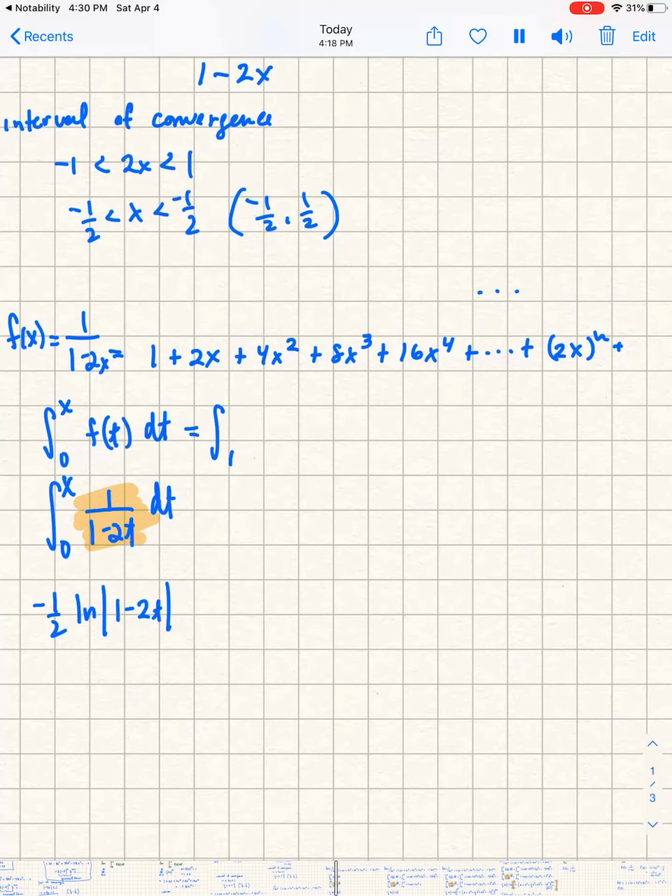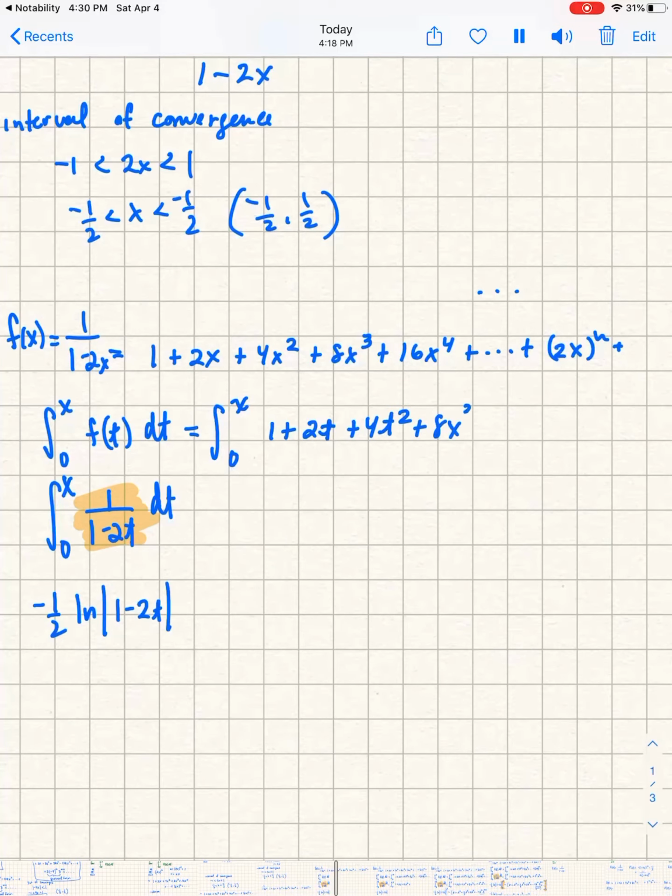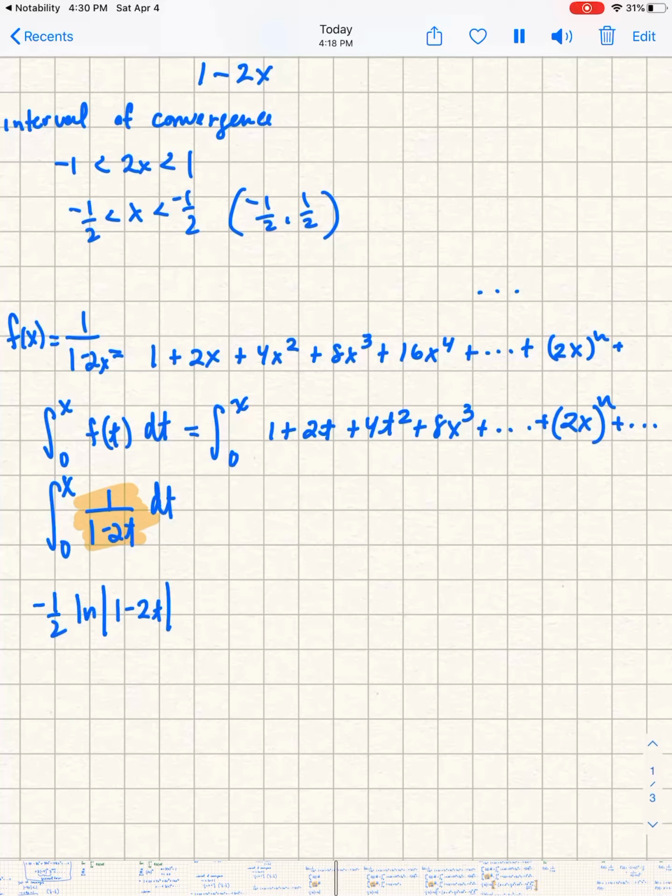from 0 to x of this whole function here, 1 plus, now I'm just changing these to t's, 4t squared plus 8t cubed plus, and you don't have to do every single term, but you want to try to get to this general term. Oh, I don't want the x in there. I want t. I want to stay consistent.